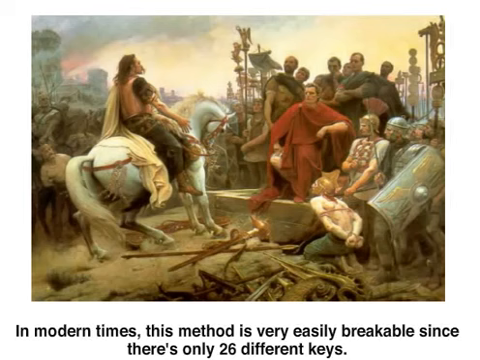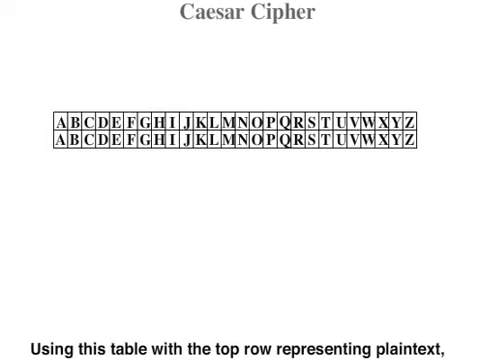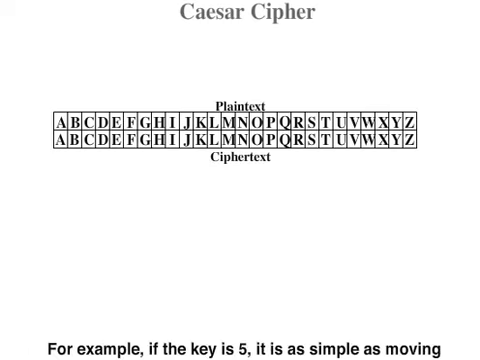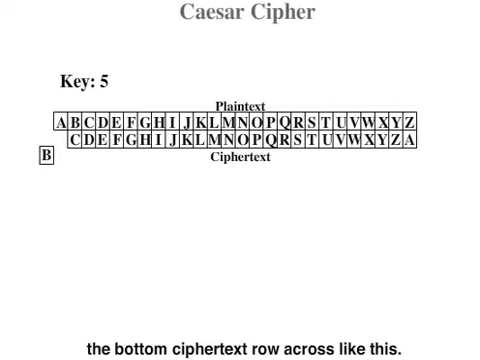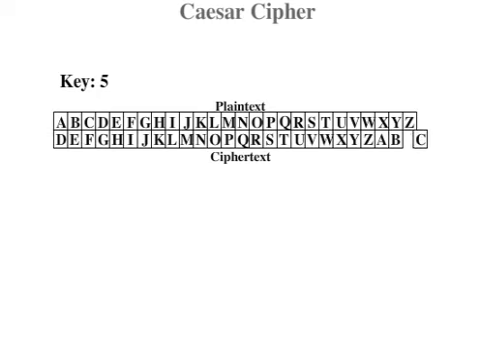In modern times, this method is very easily breakable, since there are only 26 different keys. This is a simple method of encryption and decryption once you understand how it works. Using this table, with the top row representing plain text and the bottom row representing ciphertext. For example, if the key is 5, it is as simple as moving the bottom ciphertext row across like this. This demonstrates why Caesar cipher is also known as a shift cipher.